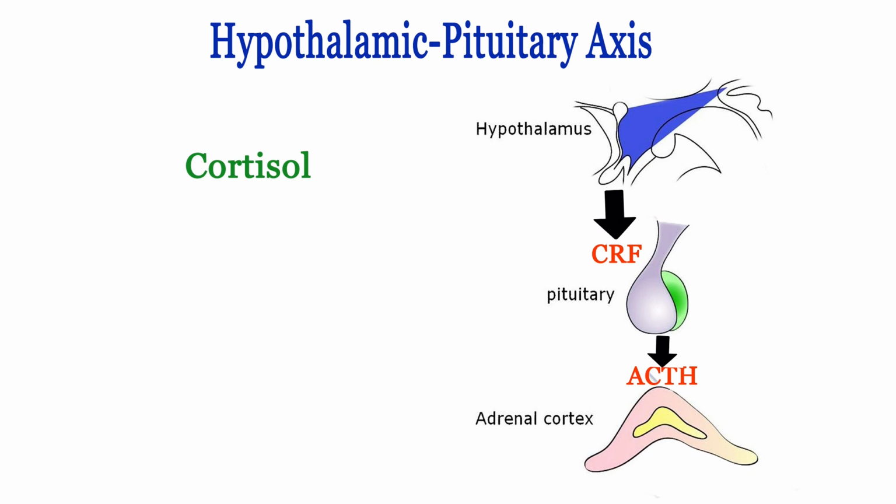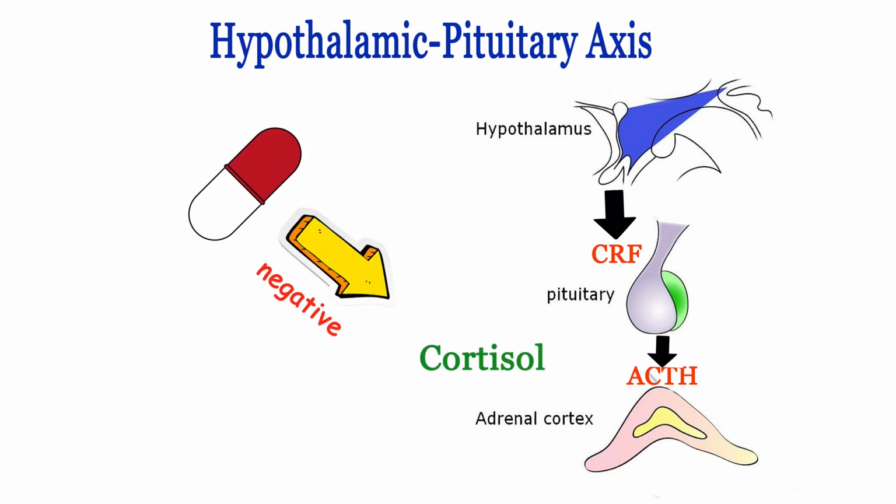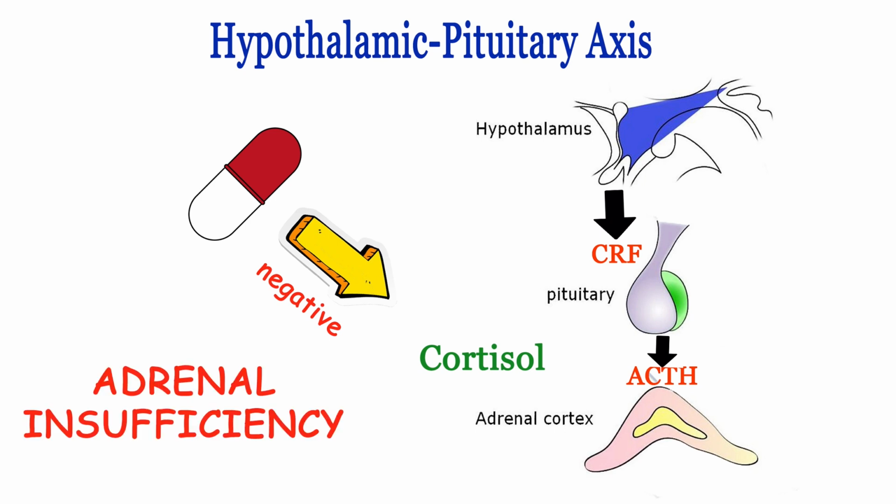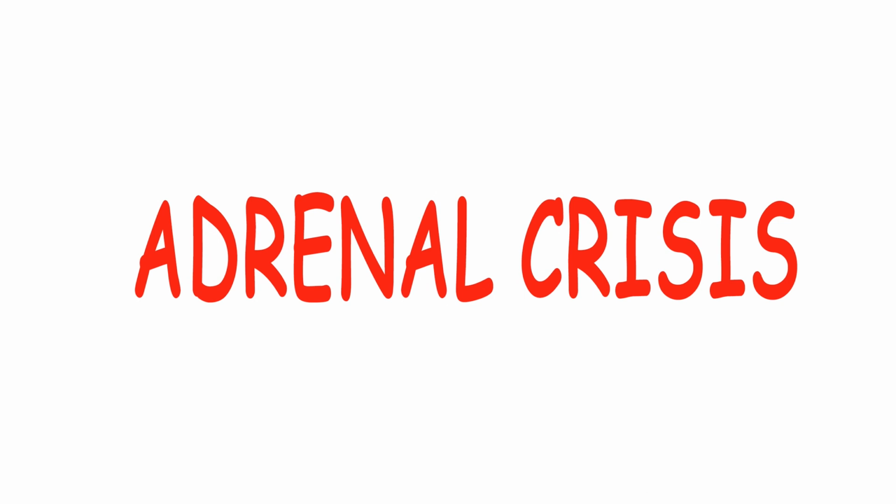Now, this has a negative feedback mechanism. Cortisol has an inhibitory effect on the release of CRF and ACTH, and this regulates the level of cortisol. Now, if a patient is under steroids such as prednisolone, these exogenous steroids exert the same inhibitory effect and can suppress the responsiveness of the HPA axis, which causes adrenal insufficiency. In these cases, the body cannot produce the additional cortisol to combat the stress, and the situation can progress to adrenal crisis, which is potentially fatal.